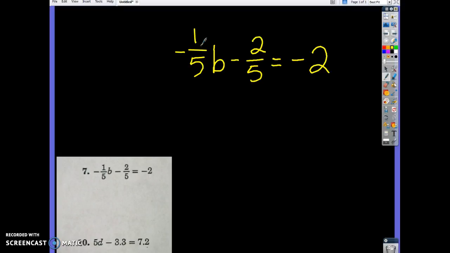We always work these in the reverse order of operations. So as opposed to undoing this multiplication first here, we're going to undo this subtraction. I want to isolate the variable and get it by itself, so I have to do the two opposite operations that are over here with the variable. In this case, my two operations are subtraction and multiplication. I'm going to undo my subtraction first by adding 2/5. Also with negative 2, I'm going to add 2/5.